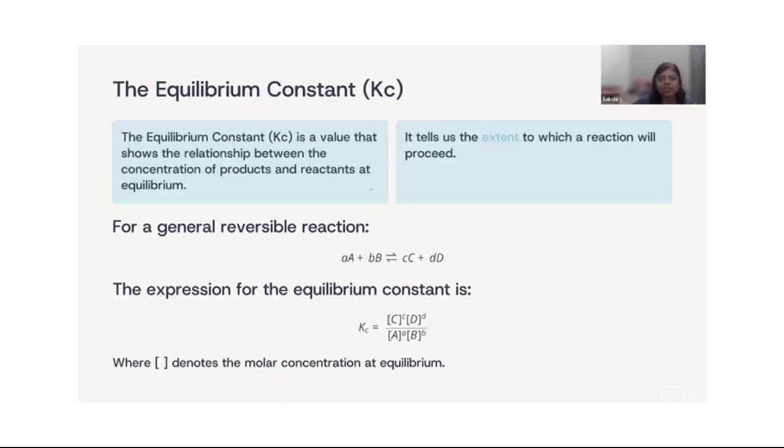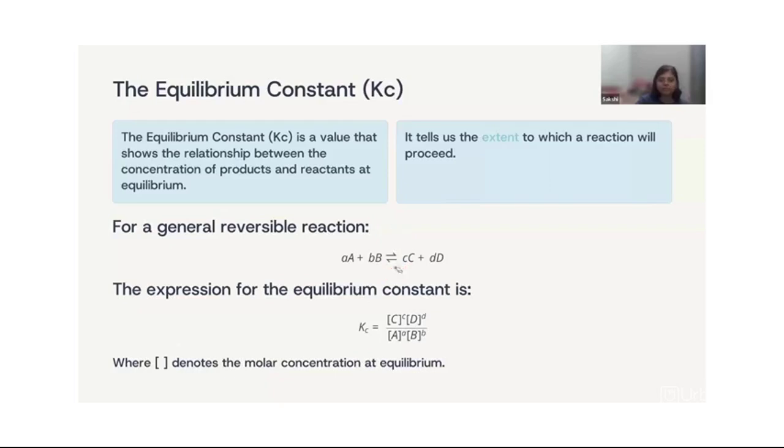For any general reversible reaction, let us say this. Okay, this is a reversible reaction. This symbol means that A and B combine to form C and D, and C and D combine to form A and B. So the reaction works in both directions, forward and backward. When the rate of the forward and backward becomes equal, we say that the reaction has attained equilibrium. Now, what is the equilibrium constant Kc?